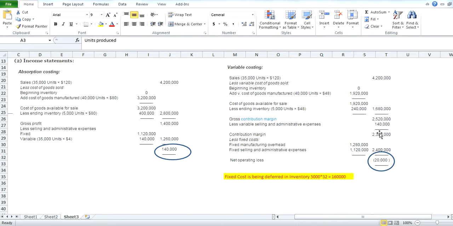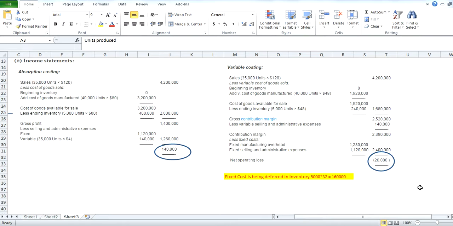So contribution margin is 2.38 million, and then we deduct our fixed manufacturing overhead of 1.28 million, the total amount for the period, and our total amount of fixed selling and admin of 1.1 million, and we have a net loss of 20,000. Why do we have a loss? Because we are absorbing all of the fixed manufacturing overhead during this period. You have to make sure that you completely understand that that's what is going to cause a difference between the income under the two different approaches.